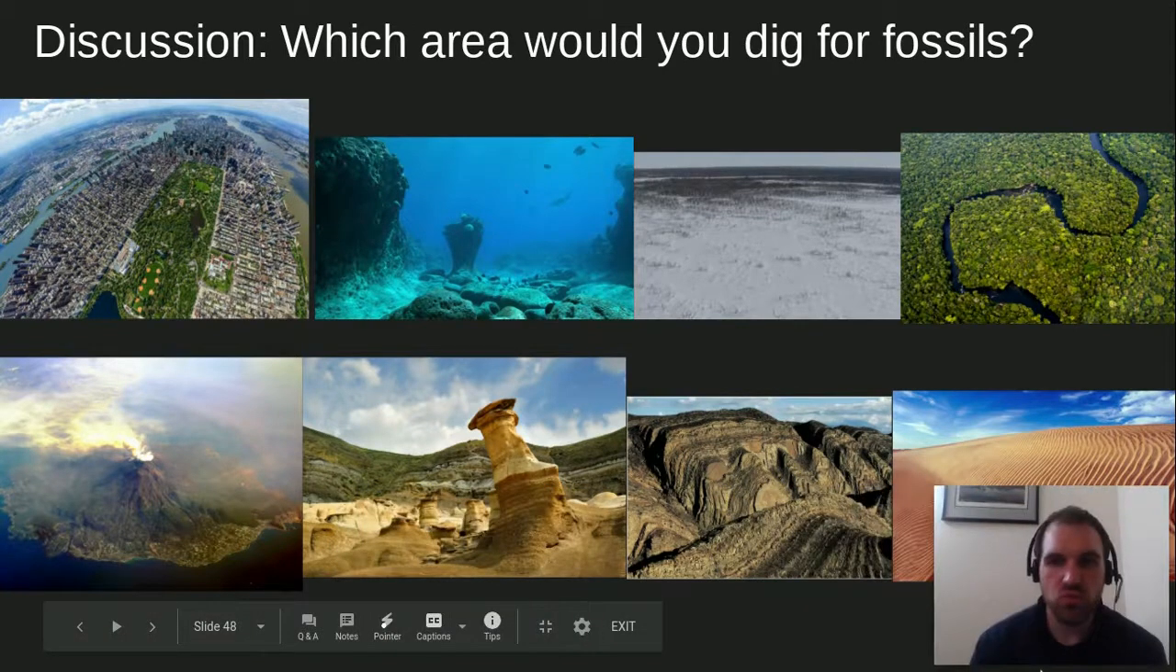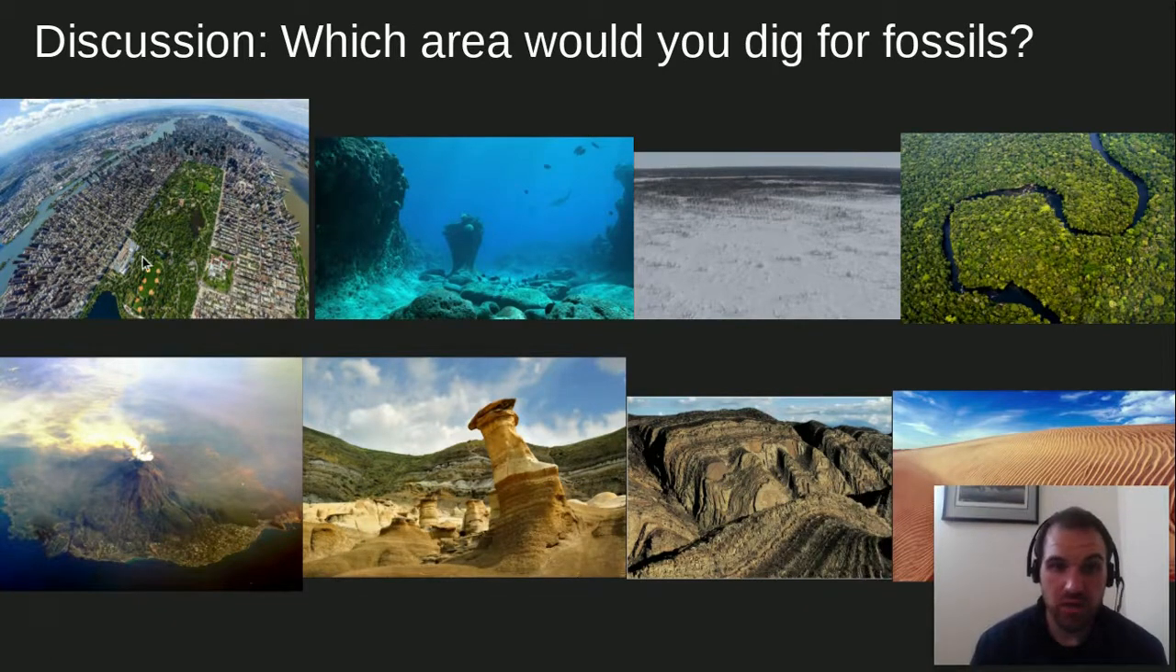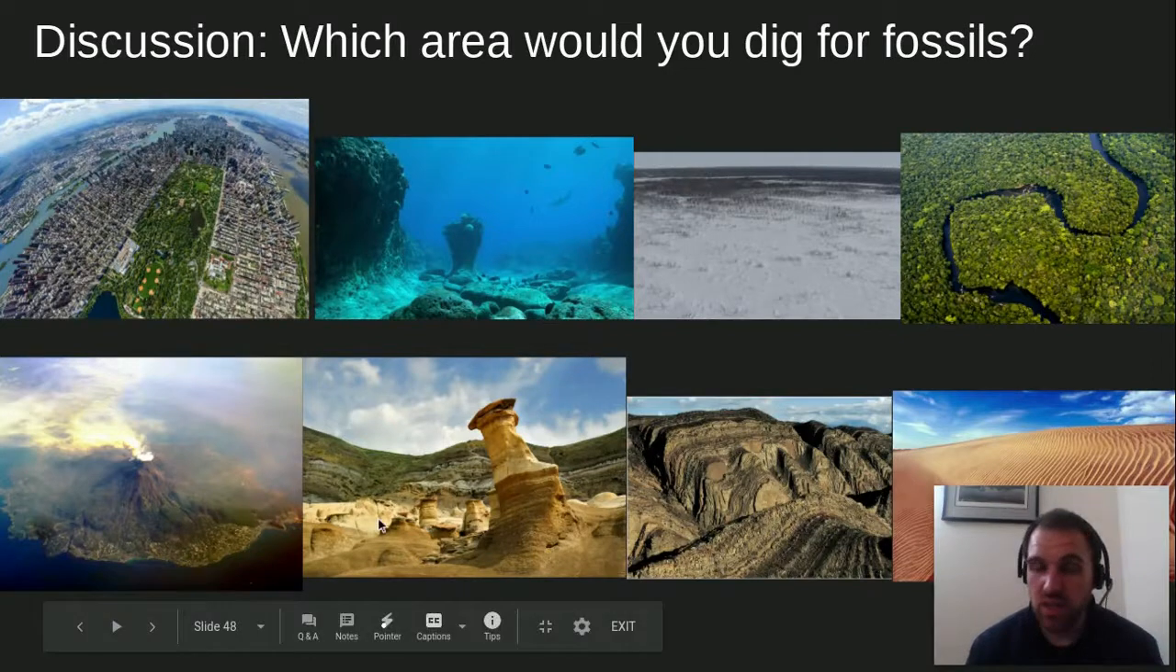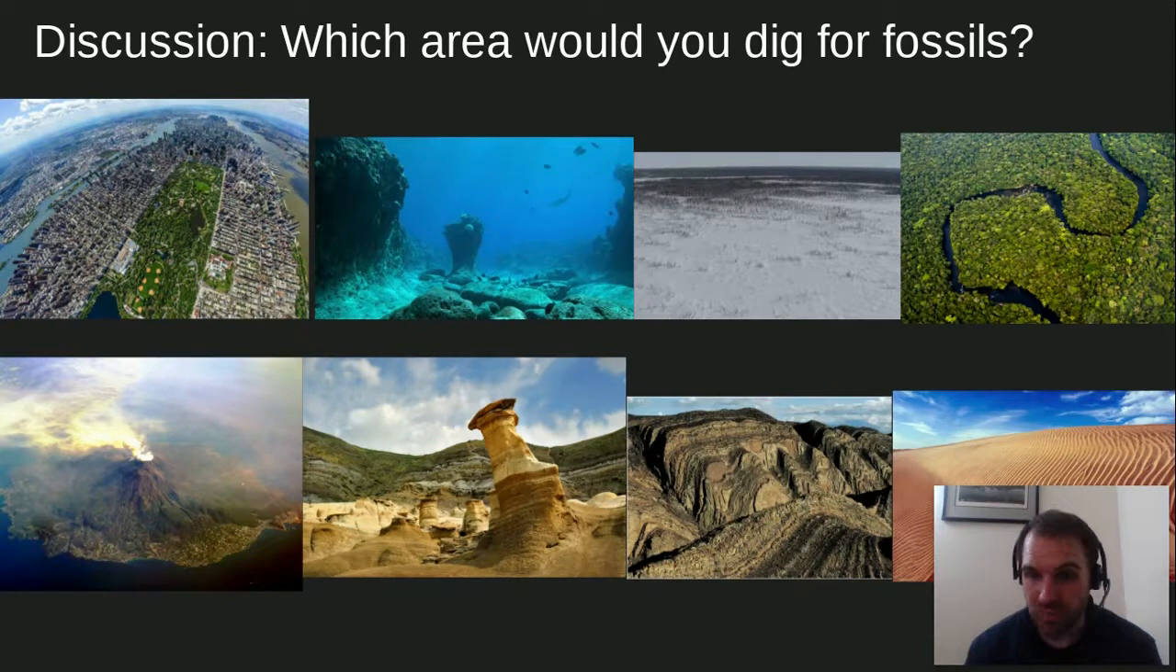So let's go through one by one. We have a city right over here. That's Central Park in New York City. We have the bottom of the ocean. We have the Arctic tundra, let's say Russia or Alaska, somewhere there. Here we have the middle of the jungle. Here we have a volcanic island. Here we have a canyon, like a dried up riverbed. Here we have a folded mountain range. And then over here we have the desert.